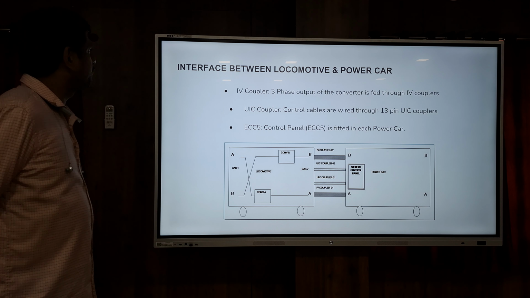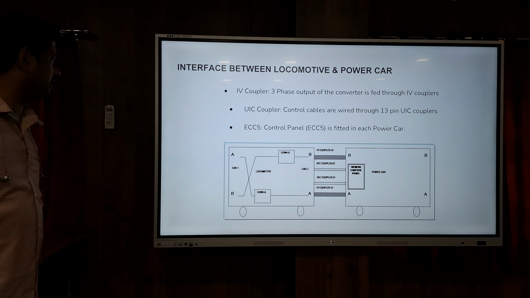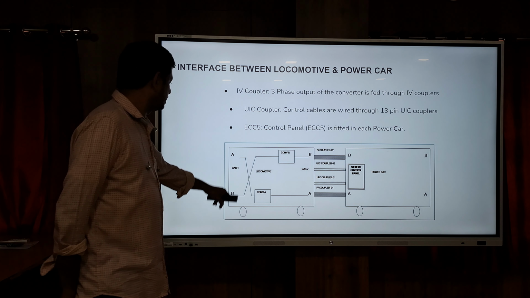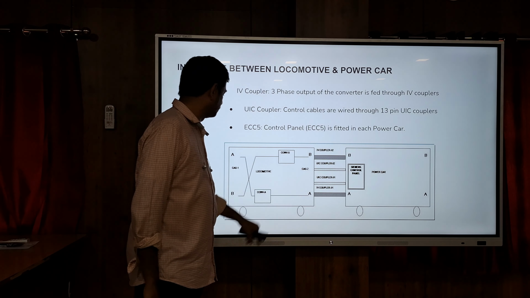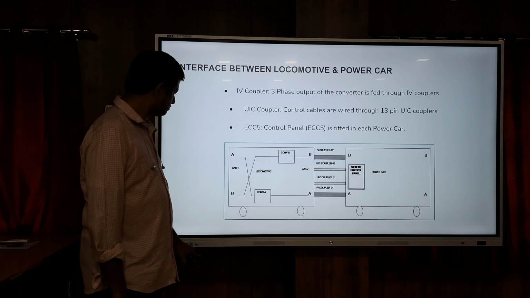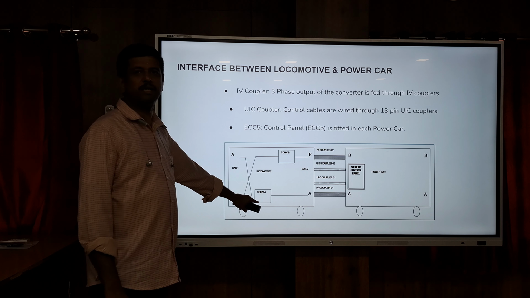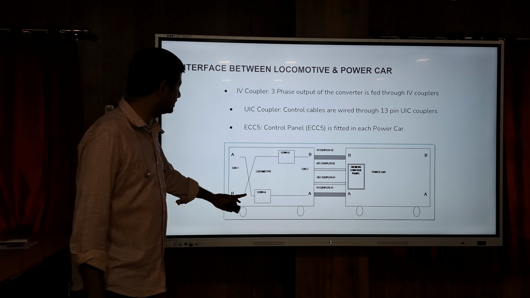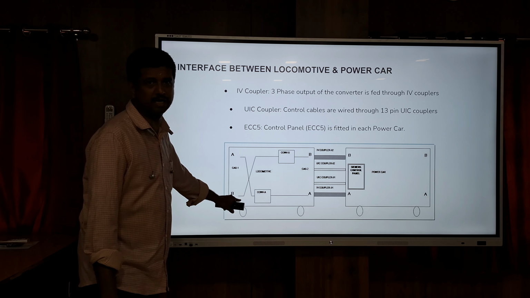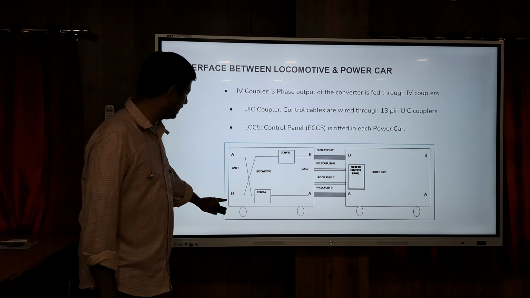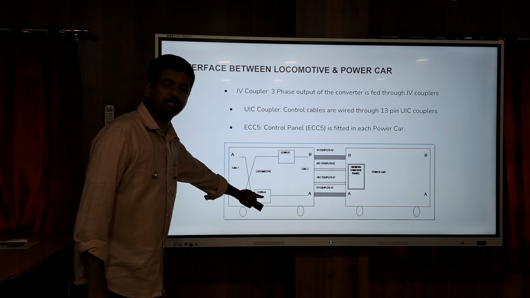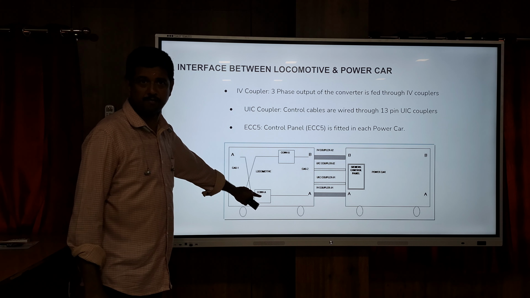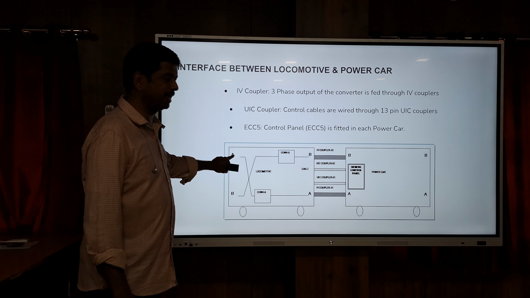This is the interface between the locomotive and the power car. This is the locomotive, and this one is cab 1 and this one is cab 2. The converter unit is fitted just behind the locomotive cab 1 loco pilot. Here the loco pilot will be there, and this converter is called converter A. Converter A is connected to the ALP side.